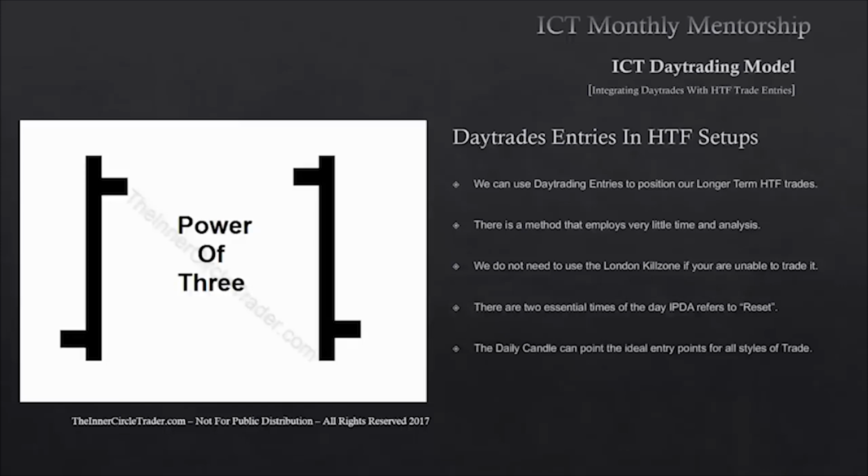The daily candle can point to the ideal entries for all styles of trade. Power 3 refers to the open, the rally or decline, and then the close. Obviously, for an up close day or bullish day, we would see the open near the low of the day, a small wick below the opening price, an expansion move or range expansion, then a close that typically closes just a little bit off the high of the day.